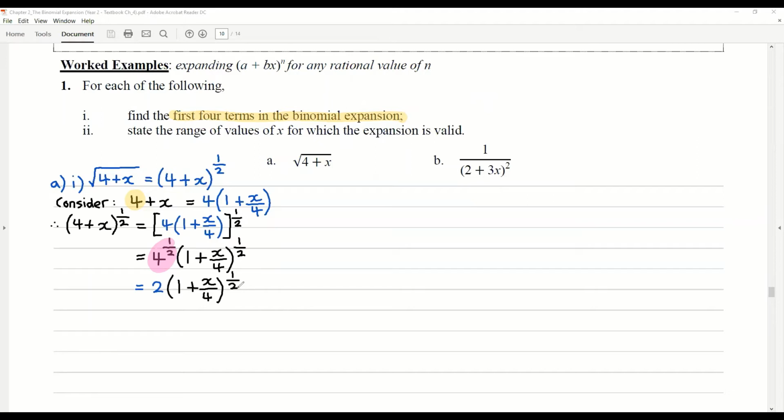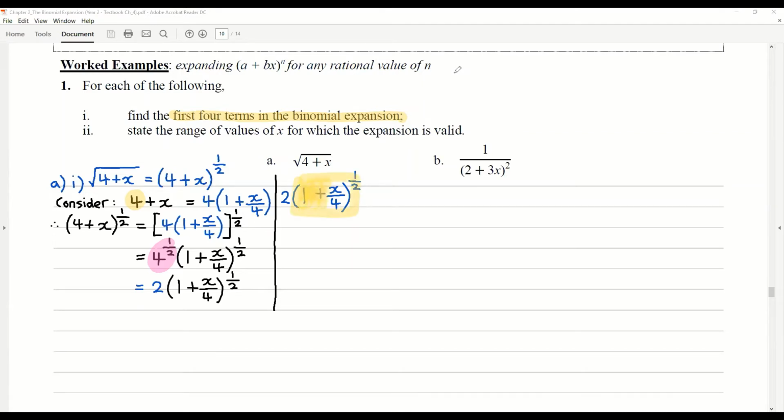All right. Now we're in a position to do the expansion. So I'll just partition what I've done there, and we'll do the expansion over on the right-hand side. Give yourself plenty of room for this. Okay. Are you ready? So we've got 2 multiplied by 1 plus x over 4 to the power 1/2. Okay. Now just focusing on this binomial here.